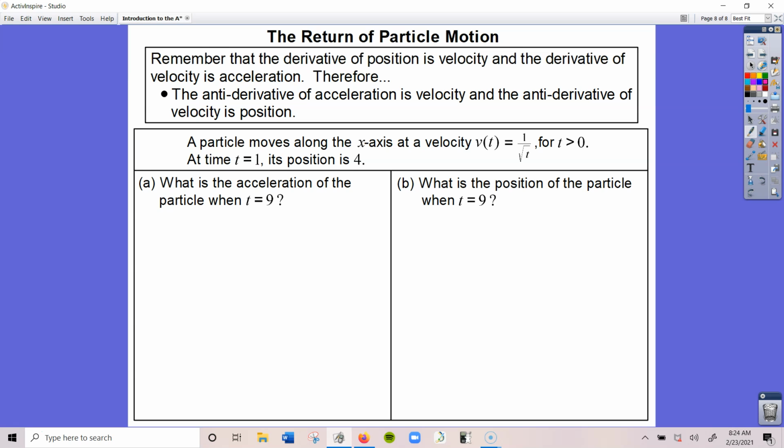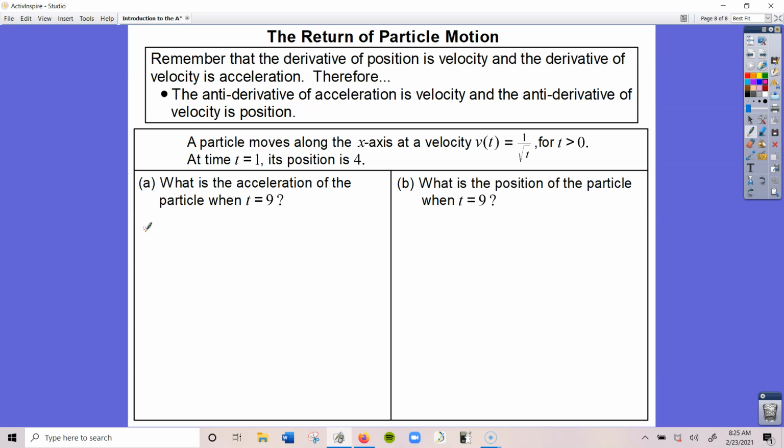In this particular example, we are told that a particle moves along the x-axis at a velocity v of t is equal to 1 over the square root of t, for t is greater than 0. At time t is equal to 1, its position is 4. So the first part of this FRQ states what is the acceleration of the particle when t is equal to 9. Since we're trying to find acceleration, acceleration is the derivative of velocity.